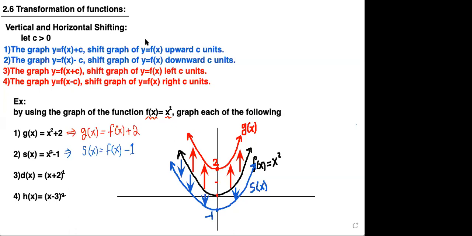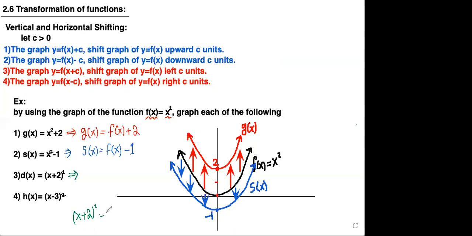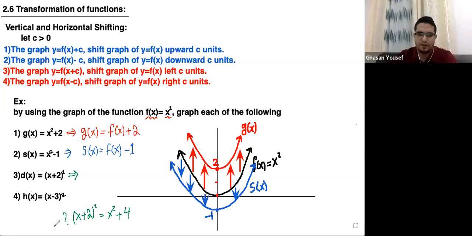I believe if we were to simplify it, that would be x to the power of 2 plus 4. So basically that would be us moving it up along the y-axis by 4. Is x plus 2 squared equal to x squared plus 4? Is this correct?